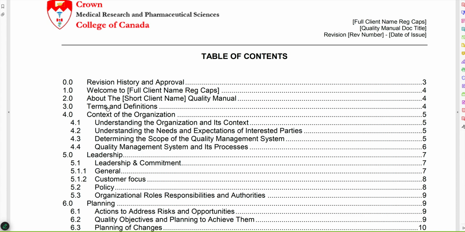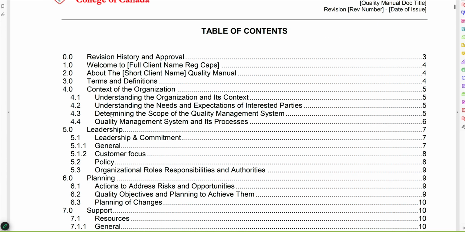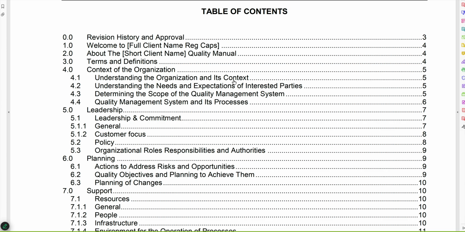Now, when we continue, we will have the context of the organization. So we have to talk about the organization and its context, understanding the needs and expectations of interested parties, determining the scope of the quality management system, and then talking about this system that we have in place and its processes. Then we will need to have a section related to leadership. So we talk about the leadership, their commitment. We are going to talk about the fact that they are customer focused, that the leadership is writing policies, what is the list of those policies, and then they are fully involved, implicated in the organizational roles, responsibilities, and authorities.